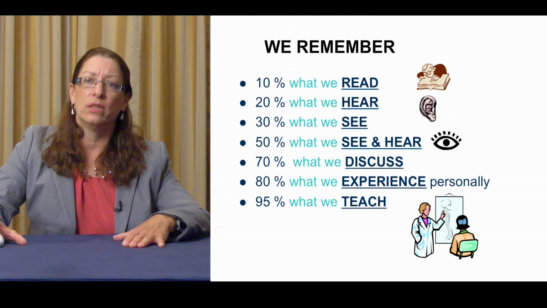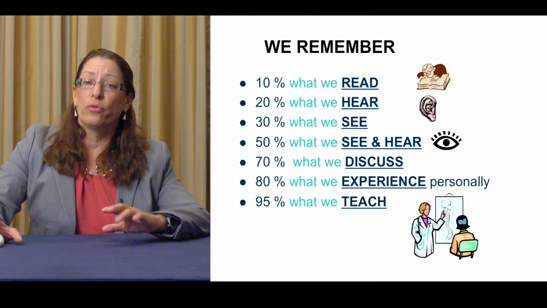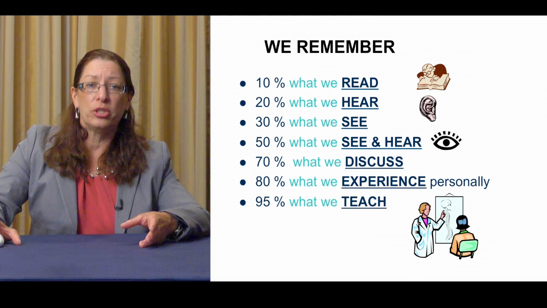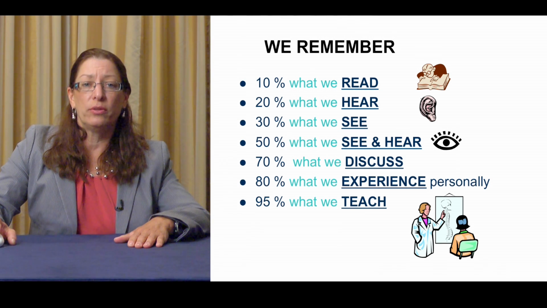But more importantly on this slide, I really want you to think about 70% of what we discuss, 80% of what we experience. So if you can create a learning environment, whether that be in years 1 and 2, or 3, 4, or even in the postgraduate years, where you're actually engaging that information at the time that it's needed and having them discuss it and actually experience it, we're going to have a better learning outcome.